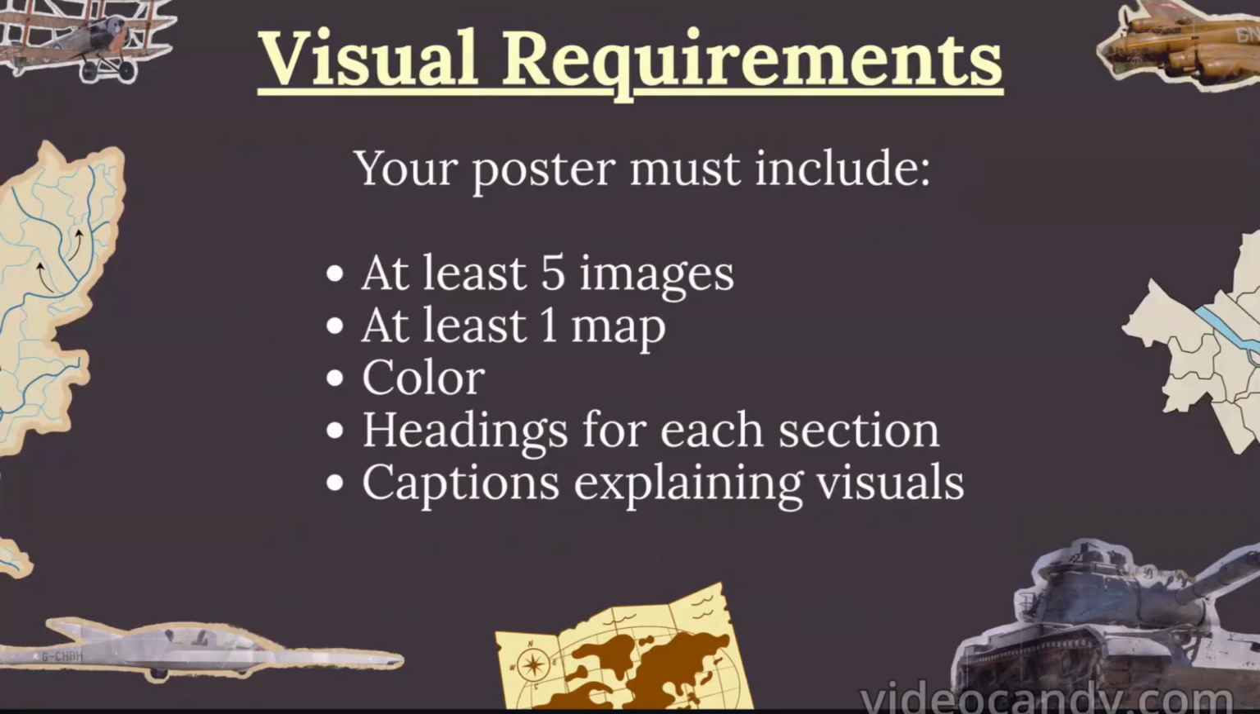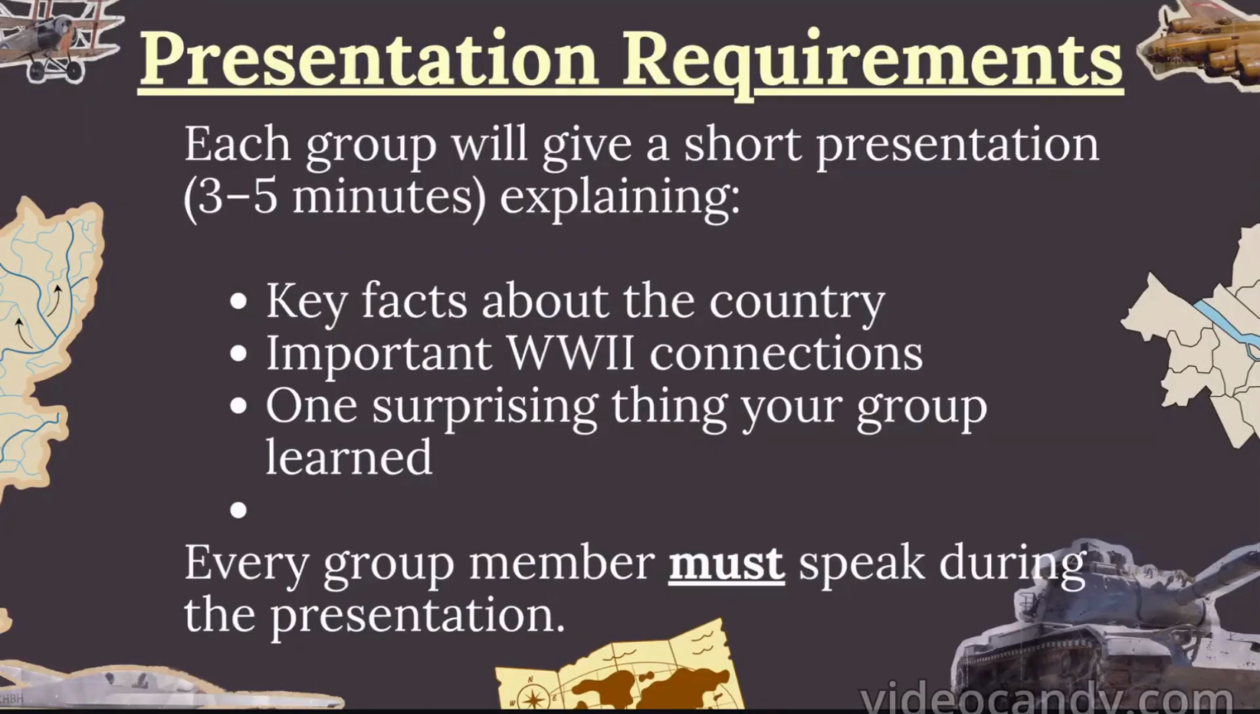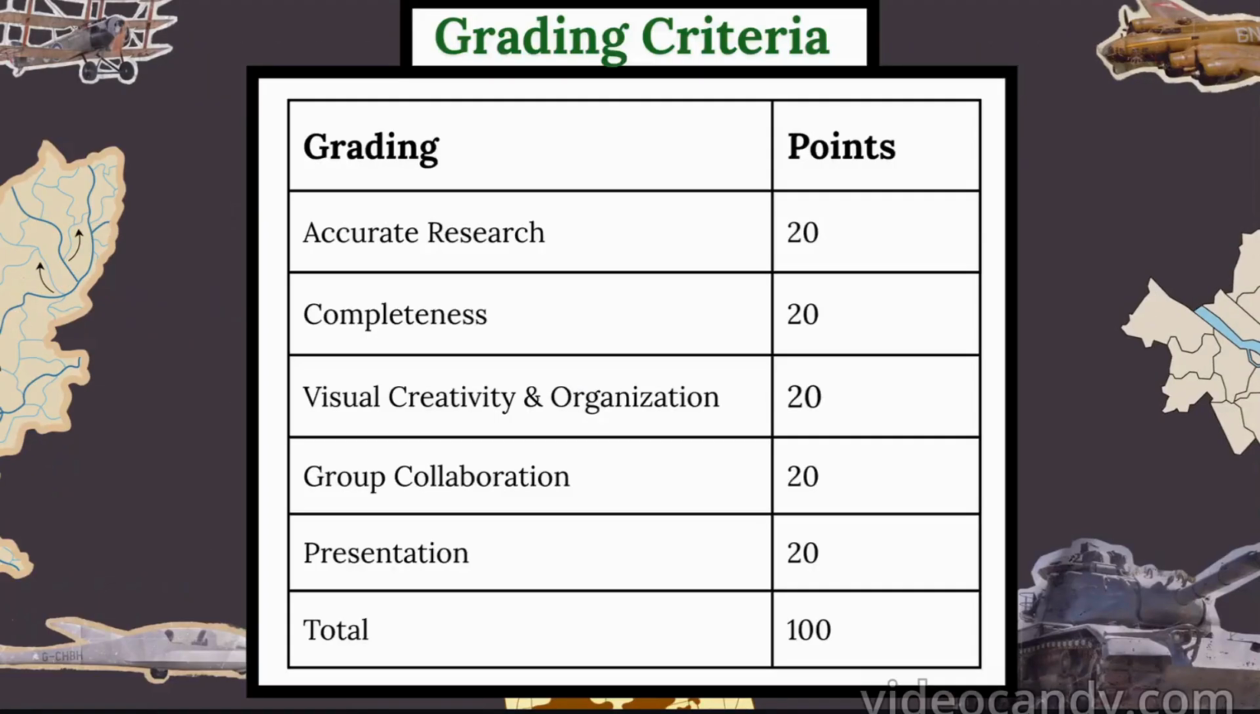Visual requirements. Your poster must include at least 5 images, at least 1 map, lots of color, headings for each section, and captions explaining visuals. Presentation requirements. When it's time to present, each group will give a short presentation, about 3 to 5 minutes in length, explaining the following: key facts about the country, important World War II connections, and one surprising thing your group learned. And remember, every group member must speak during the presentation. It is a requirement that every group member must speak during the presentation.